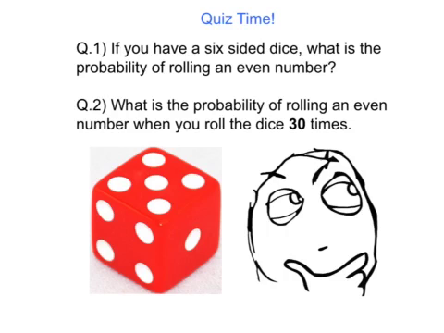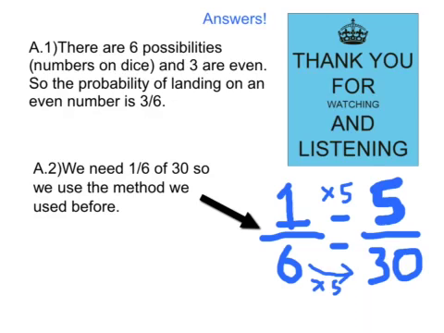Quiz time! Please pause the video, answer the questions, and see if you got them right in the next slide. Here is the answer for question 1. There are 6 possible numbers on a dice. 3 are even, so the probability of landing on an even number is 3 out of 6.